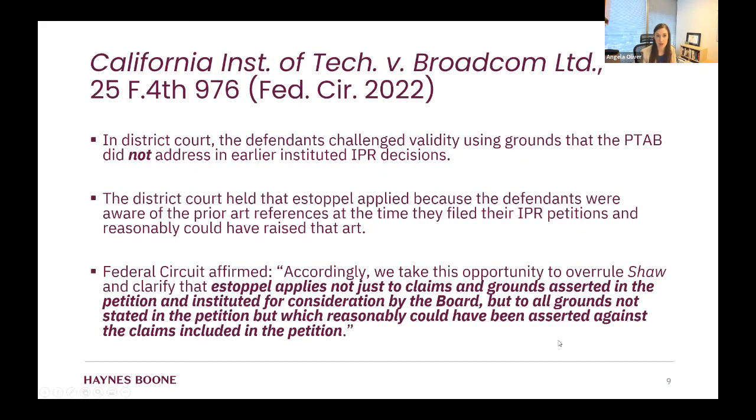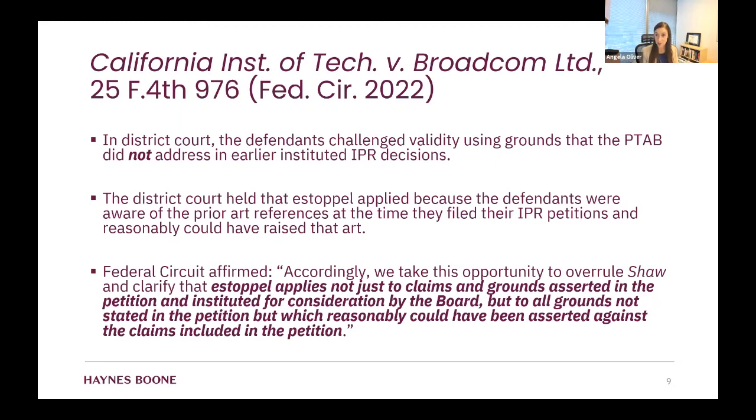And so then the most recent development with respect to how broad this estoppel has become is really a product of that SAS decision and what's happened since then. And this came out just a few weeks ago. This is Caltech versus Broadcom. And essentially, in this case, in district court, the defendants had challenged validity using grounds that the PTAB did not address in earlier IPR decisions. And the district court held that estoppel applied because the defendants were aware of the prior art references in those grounds when they filed their IPR petitions and reasonably could have raised those grounds in their IPR petition. So of course, the estoppel issue was the question on appeal, and the Federal Circuit clarified the law here.